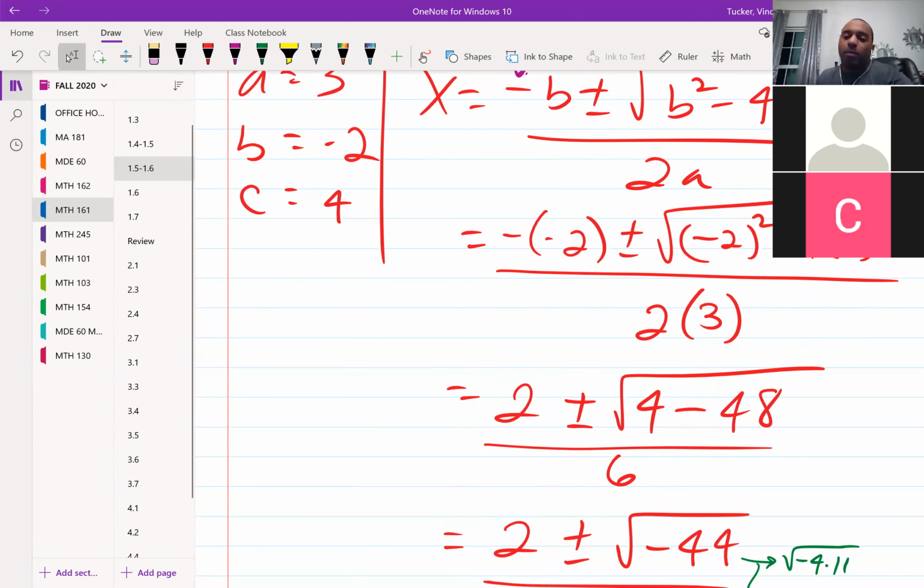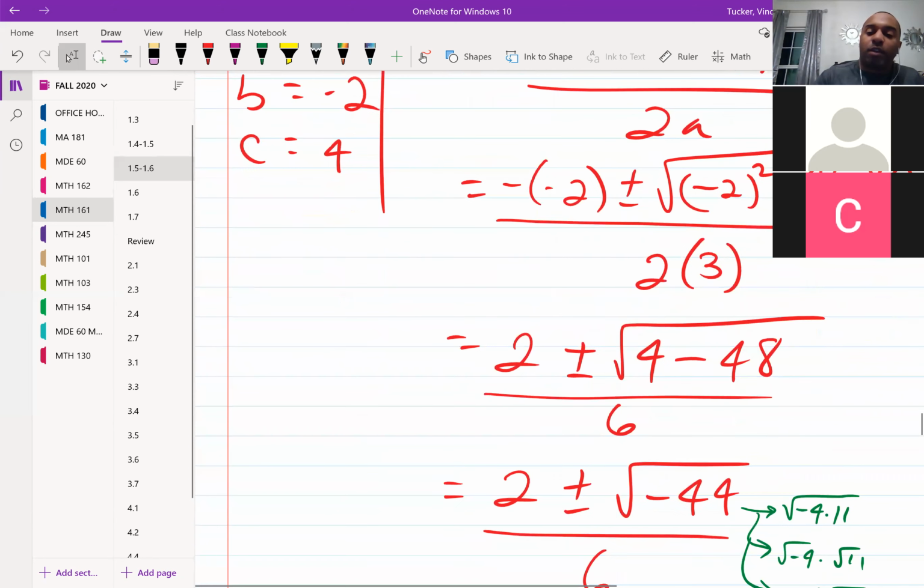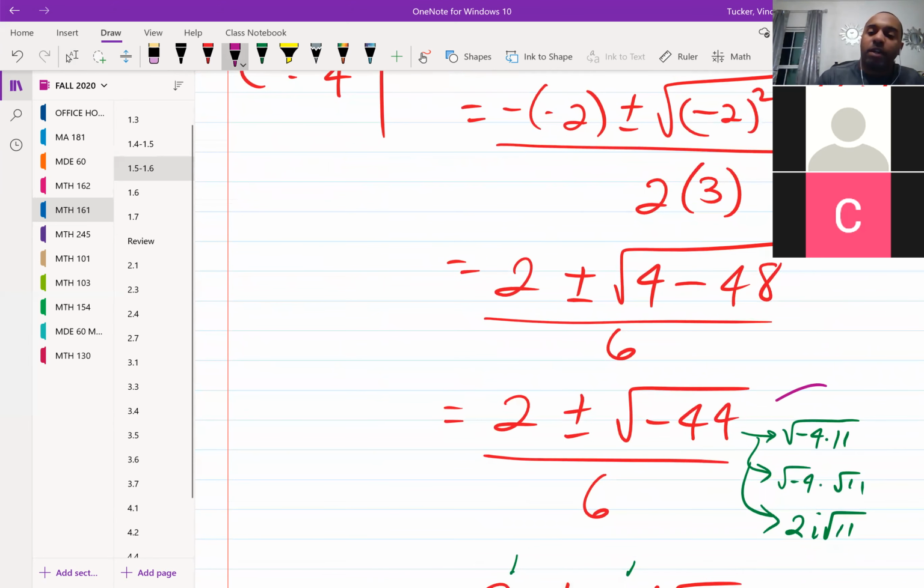Under the radical, 4 minus 48 is -44. Now you can break up that -44 in this fashion right here. You break it up into -4 times 11. Take the square root of -4, which is 2i. Leave the 11 under the radical.